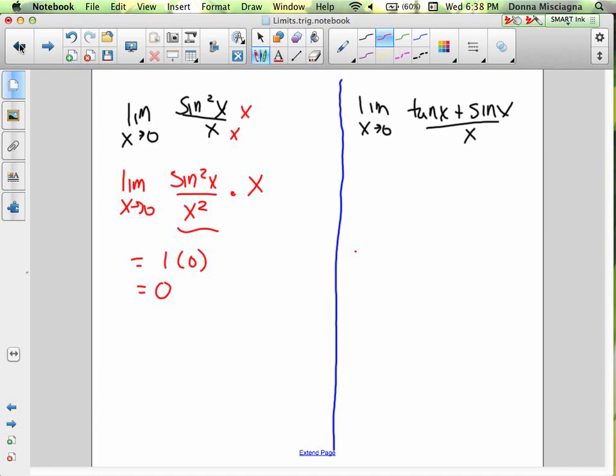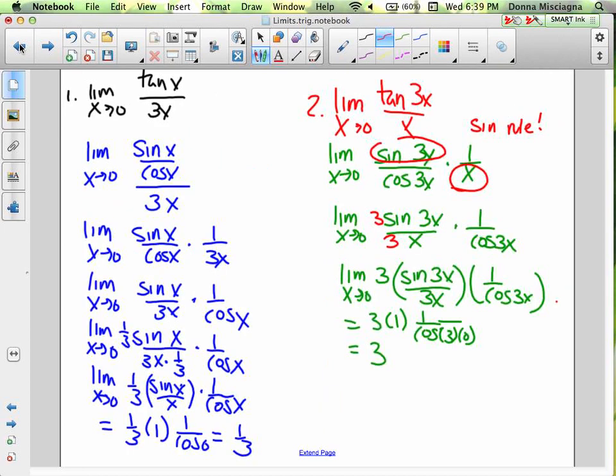Be careful. Over here, when I had a product, so here I have sine x over cosine x times 1 over 3x, I can rearrange the terms. I just need to make sure I've got a sine x in the numerator. I have to have a placeholder. I have to have the 1 in the numerator as well. And then I need to make sure cosine x and 3x are in the denominator. It doesn't matter who's where, because it's just multiplication.